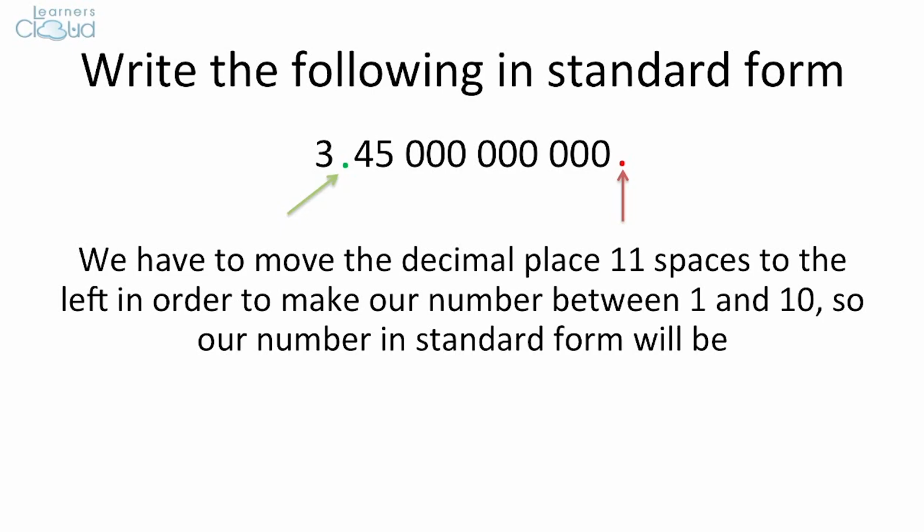We ignore those zeros at the end because we're going to be multiplying 3.45 by 10 to the power of how many spaces we moved the point. So in this case, that number becomes 3.45 times 10 to the power of 11.